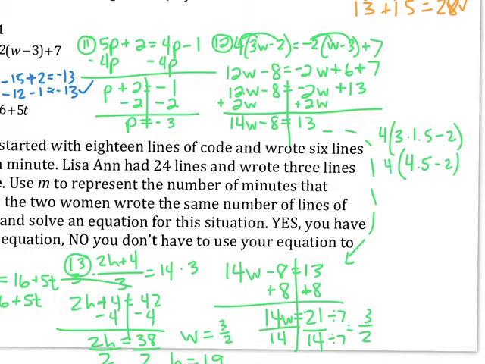4.5 minus 2 is 2.5. Times 4 is, let's see, 4 times 2 is 8, and 4 times 0.5 is 2, so that's 10. So the left-hand side of our equation ended up at 10. How about the other one? Negative 2.